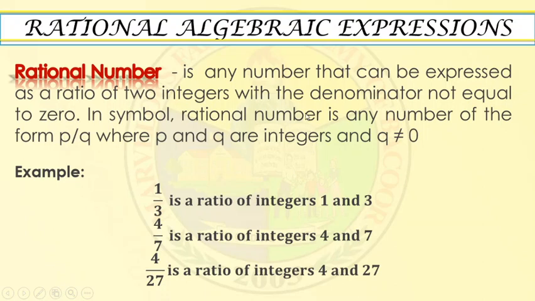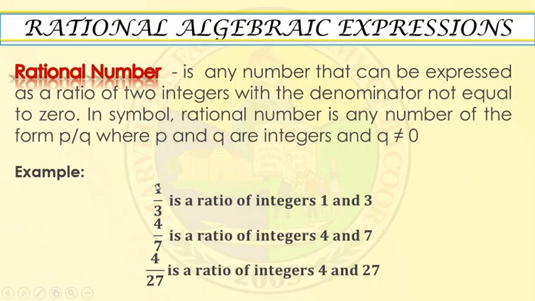Okay, so a rational number is a number that can be expressed as a ratio of two integers with the denominator not equal to zero. In symbol, a rational number is any number of the form P over Q where P and Q are integers and Q is not equal to zero. So when we say rational numbers, ito po ay isang ratio ng two integers where the denominator is not equal to zero. Okay? So kapag rational number, yan po ay ratio ng two integers.